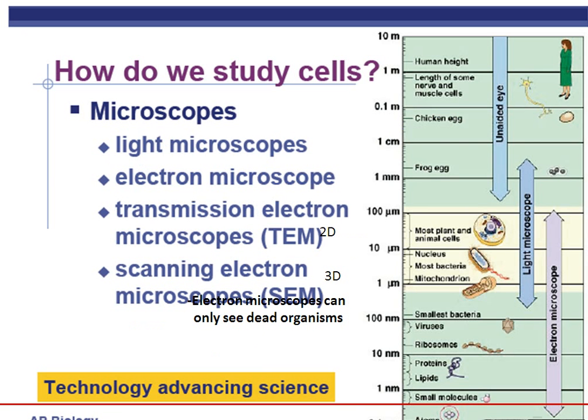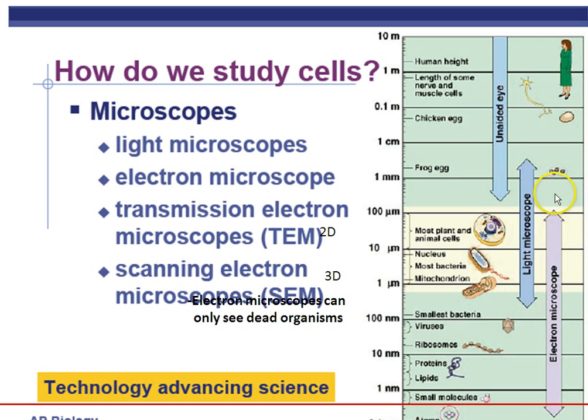How do we study cells? Using microscopes. They've advanced our understanding of how the living world works. We have light microscopes that pass light through a specimen, and they can be used on living cells, so that's useful to see things while they're still alive. And they can see down to about the level of the larger organelles like mitochondria and some of the bacteria.